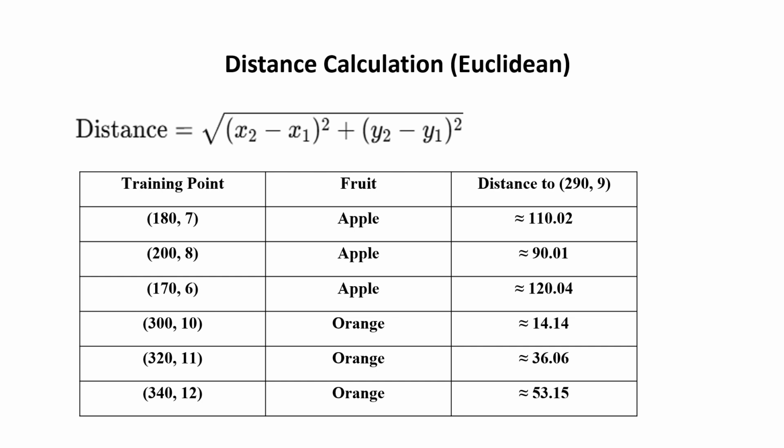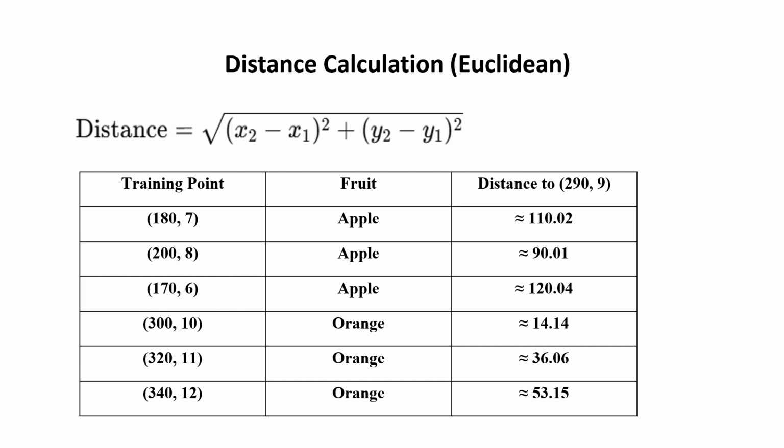I'm going to call one a training point and another a fruit, and calculate how much distance there is from these two data, two classifications. The training points combine size and weight: 180, 7; 200, 8; 170, 6; 300, 10; 320, 11; and 340, 12. The fruit classification is apple or orange. Now I'm going to calculate the distance to the test point of 290, 9.